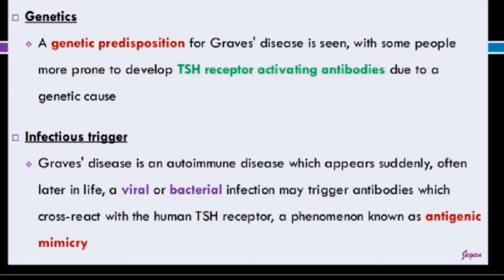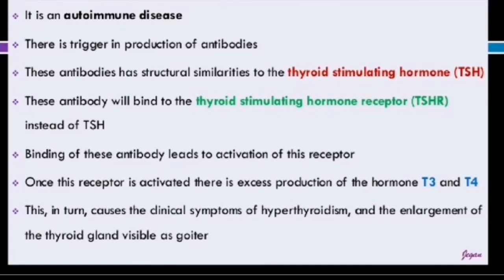An infectious trigger, it is said, which appears suddenly, often later in life, a viral or bacterial infection, can trigger antibodies that cross-react with the TSH hormone receptor. This phenomenon is known as antigenic mimicry. Now, it is an autoimmune disease that triggers the production of antibodies.